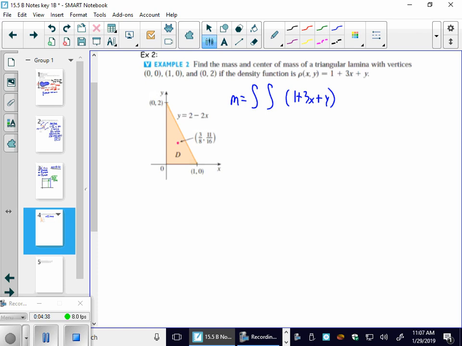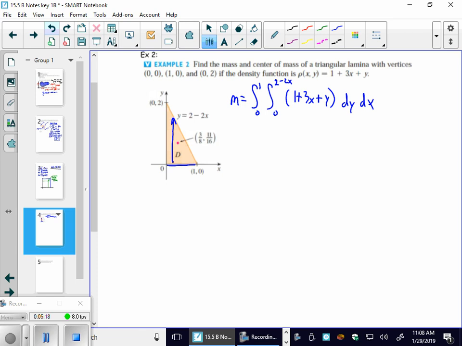All right, so we're going to go ahead and do this as a type 1. So that means y is going to vary from one function of x to another function of x, and x is going to vary from number to number. So x is going to go from 0 to 1. y is going to go from 0 at the bottom here all the way up to 2 minus 2x. Here, that is supposed to be a 2x up there. It just doesn't look like it. All right, a little better. And so y is on the inside. x is the last piece because it goes from 0 to 1.